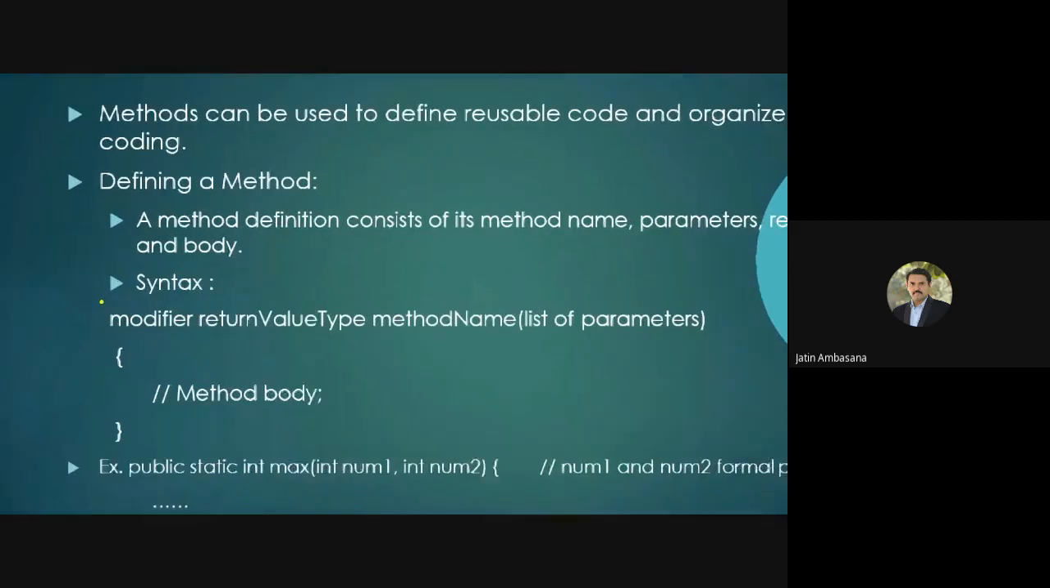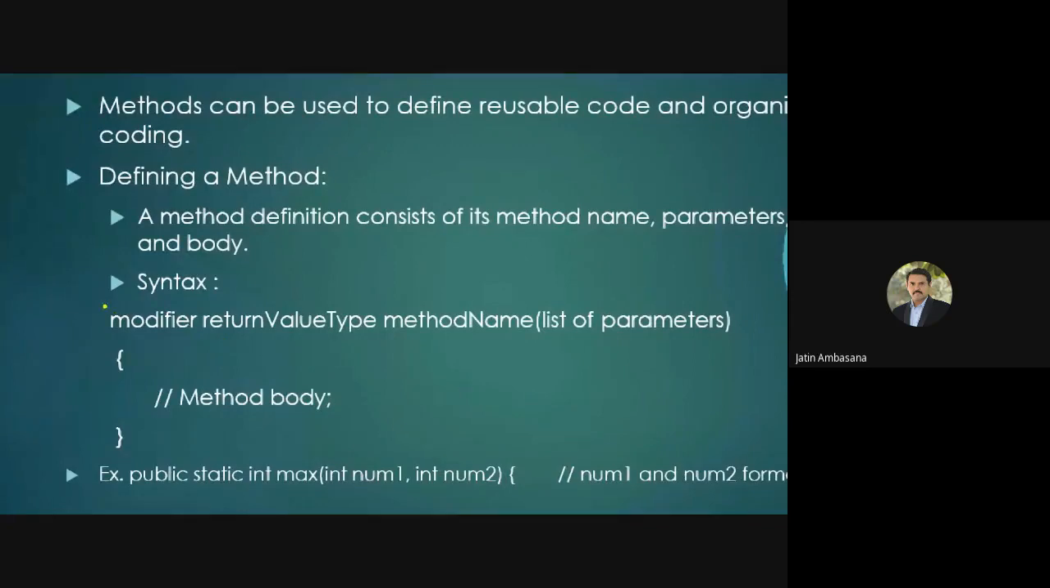Check this out. This is the syntax of how a method is defined. What does it have? It has a modifier which specifies the scope of the method. The accessibility of the method is modified by this modifier. It may be public, protected, private, or the default one.